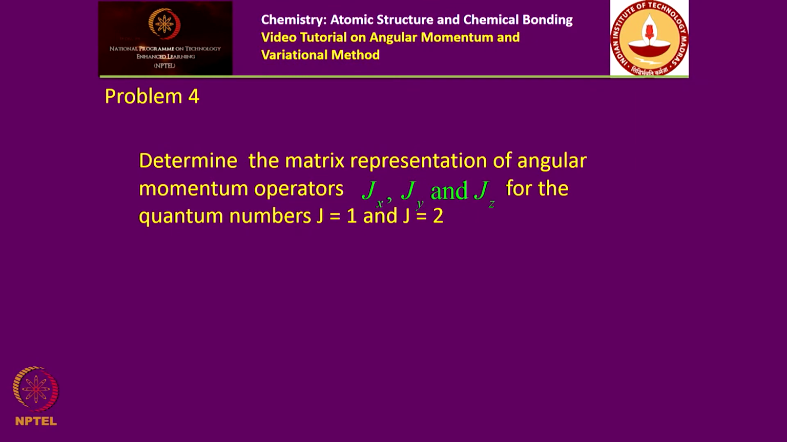Now, the next problem is a fairly simple problem. It says determine the matrix representations of angular momentum operators j x, j y and j z for the quantum numbers j is equal to 1 and 2. I think all you need to do is to recall the action of the angular momentum operator on the basis set for each j value. For any integral j value, the basis set will contain 2j plus 1 basis functions, j m or j k or whatever label that you put in.